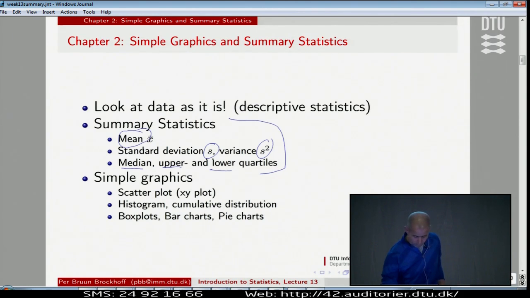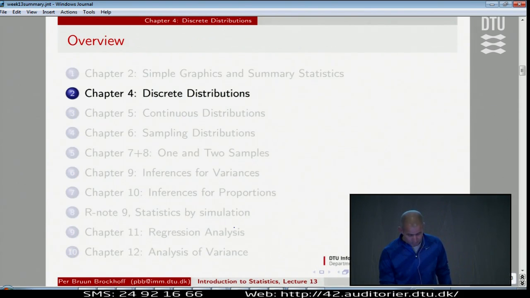And then, of course, we should still do basic graphics. We have some tools for that. If you like, use Excel. I use R. Other people use other tools. That's how it is. Then, that was the data.